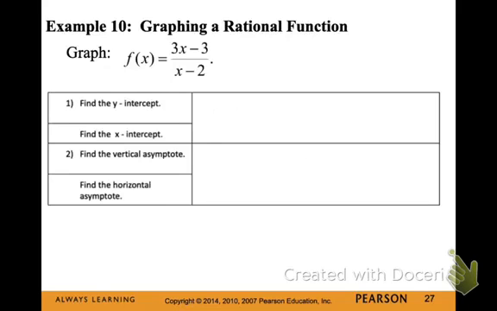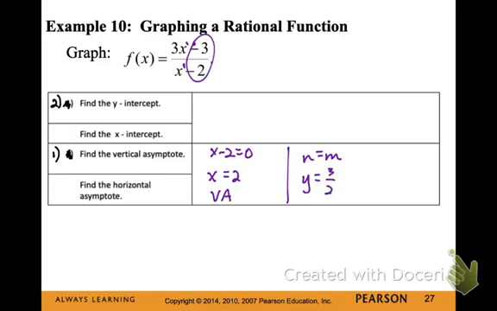So let's look at example 10, and let's graph f of x equals 3x minus 3 over x minus 2. Let's start with identifying those asymptotes. So I'm just going to shift my steps here because I like to do that first. My vertical asymptote, I'm going to set my denominator equal to 0 and solve, and that is x equals 2. Horizontal asymptote, I'm going to compare the degrees of the numerator and denominator.